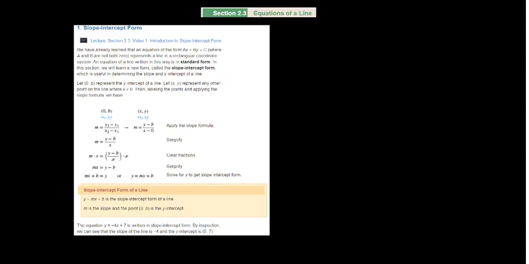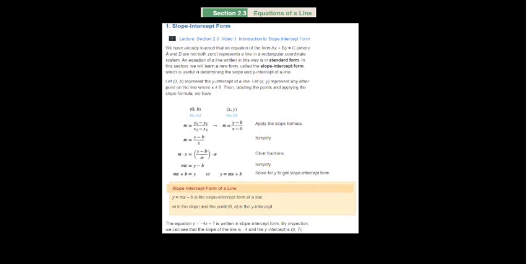Alright, so we can put this in the front here. Slope-intercept form. This reads, we have already learned that an equation of the form ax plus by is equal to c, where a and b are not both 0, represents a line in a rectangular coordinate system. An equation of a line written in this way is in standard form.